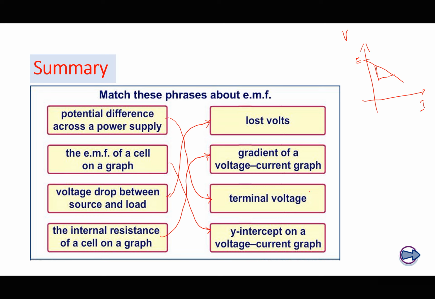Terminal voltage or terminal PD is the PD across a power supply as long as there is a current being delivered. Then lost volts, that is the voltage drop, because lost volts is equal to the EMF minus the terminal PD. So this is a drop in voltage. That's why we call it lost volts. Okay, so I think that is a good match to summarize that part. Let's now do a few examples.